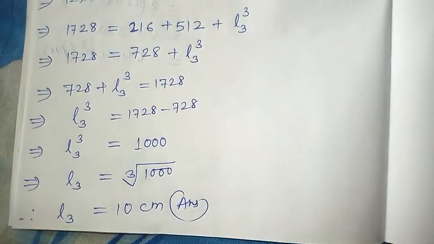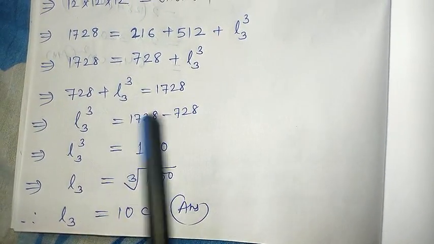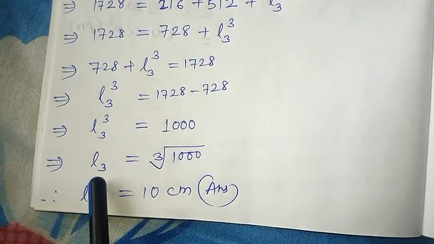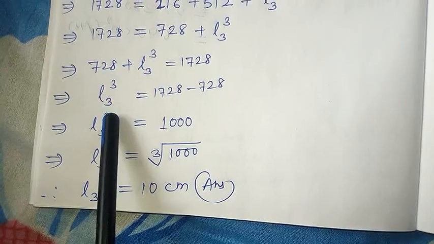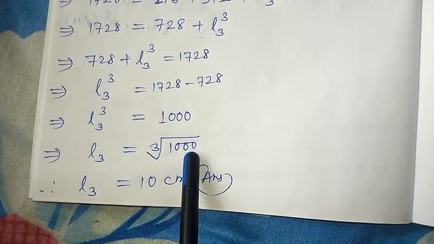l3 cube equals 1728, and 728 goes to that side, it becomes subtraction because the side has been changed, and after subtraction it is 1000. So l3 equals, if you remove the cube from the left side we get the cube root, so l3 will be 10 because the cube root of 1000 is 10.